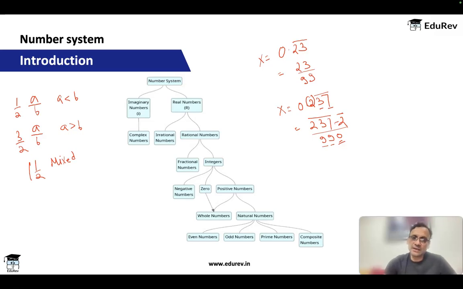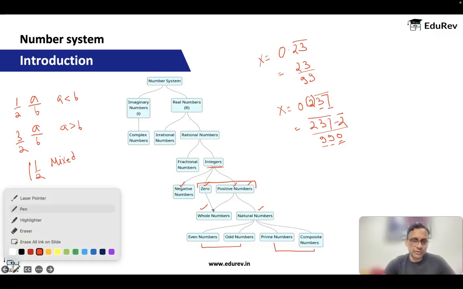That's one part, and the second part is integers. From minus infinity to minus 1 to 0 to plus 1 to plus infinity, all these are integers. Integers can be divided into negative numbers, 0 and positive integers. Be careful here, 0 is not a negative integer, 0 is not a positive integer, 0 is a separate category by itself. And if you take 0 and the positive integers together, they are called whole numbers. If you take only the positive numbers, then they are called natural numbers. Then further, your natural numbers can be divided into even and odd numbers. That is one classification. They are also divided into prime and composite numbers. That is the second classification.